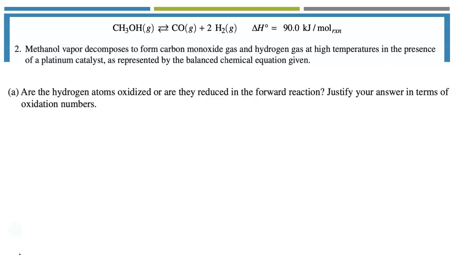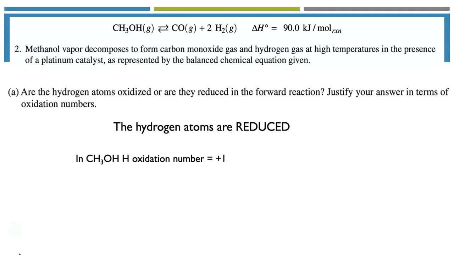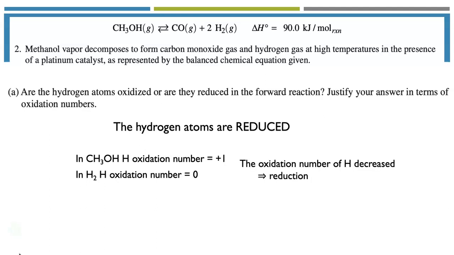So what we need to do is assign the oxidation numbers to the hydrogens before and after the reaction. What we find is that the hydrogen atoms are reduced. In methanol, the hydrogen oxidation number is +1. Hydrogen almost always has an oxidation number of +1 in a compound. On the product side, the hydrogen is elemental hydrogen, and like all elements, the oxidation number there is 0. So we're going from +1 to 0, and that's how we can justify our statement that the hydrogen atoms are reduced. The oxidation number of hydrogen decreases, and that's reduction.